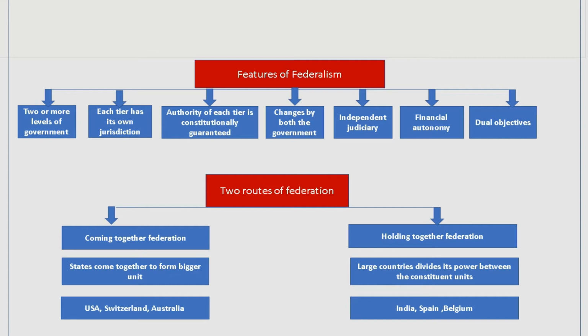Let's move to the next heading: two routes of federation. What are the two ways by which federalism is found and followed in different countries? First, we have the coming together federation, and second, the holding together federation. Under the coming together federation, states come together to form a bigger unit, and the examples are USA, Switzerland and Australia. Coming to the holding together federation, here large countries divide their power between the constituent units. India, Spain and Belgium are examples of the holding together federation.